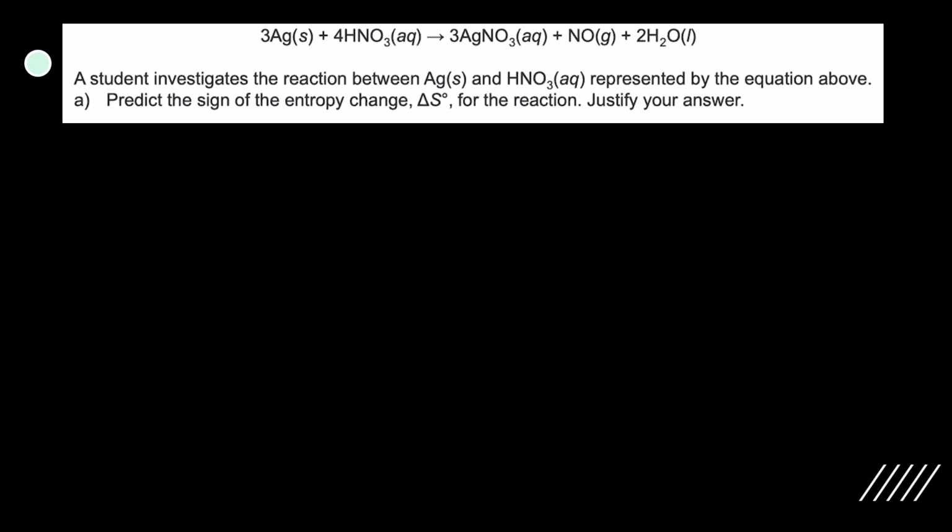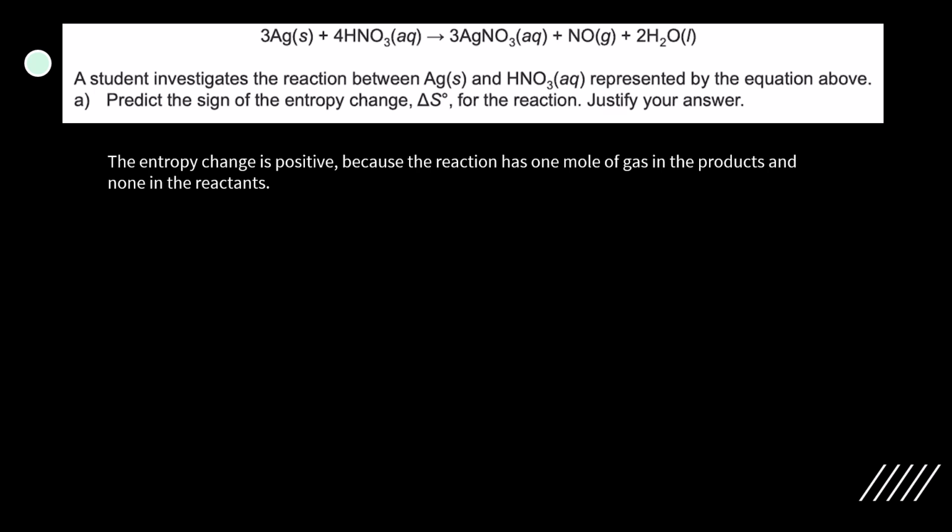So part A. Predict the sign of the entropy change. Again, just look at the phase changes. We go from solid and aqueous to aqueous and gas. You should realize that gas is going to be a positive entropy change because we have a mole of gas on the products side. So the entropy change is positive because the reaction has 1 mole of gas in the products and none in the reactants. So again, just look at your phase changes. Most of the time that's going to tell you what's happening with the entropy.